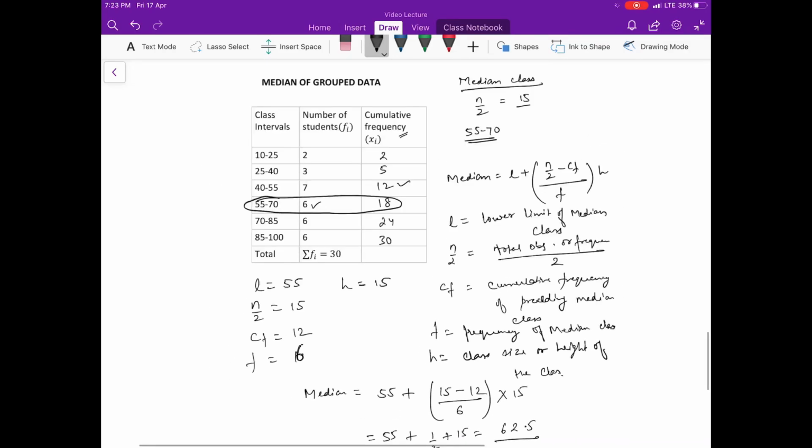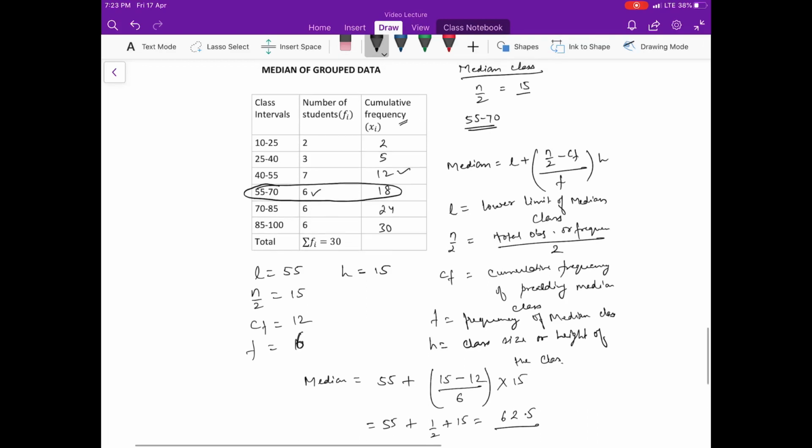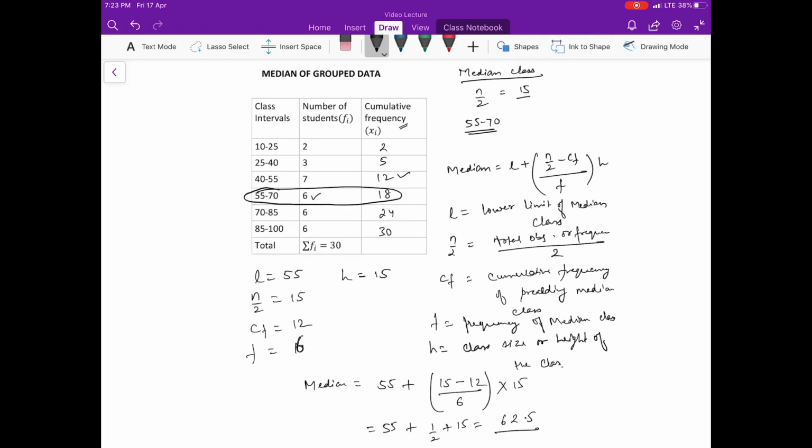So dear students, we have understood the median of grouped data, and we already saw the previous one, the mode of grouped data. This covers the complete NCERT statistics chapter. Now you can start solving the questions of the NCERT book. Thank you.